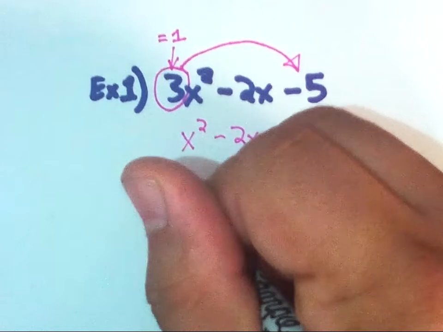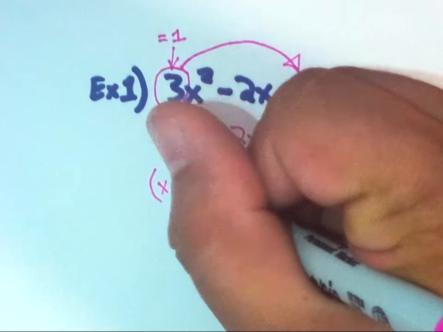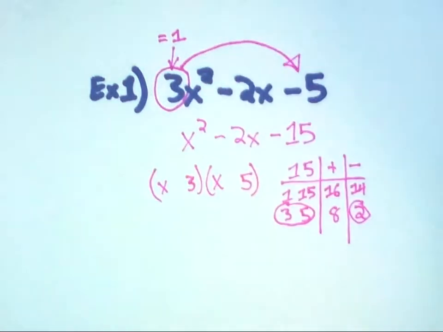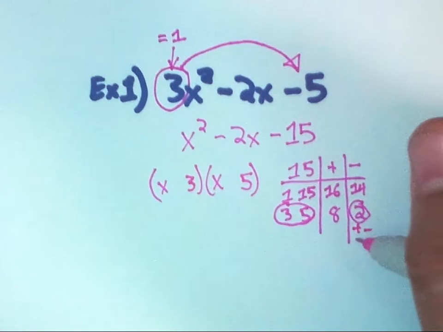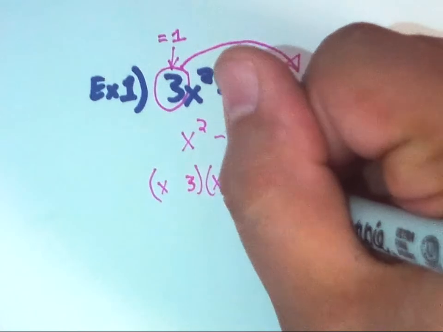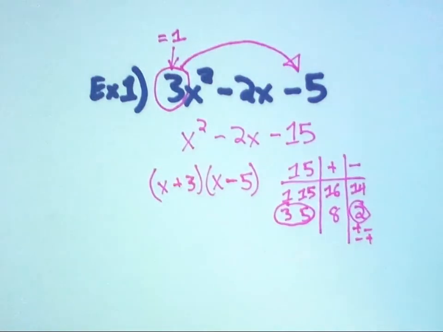So I'm going to set it up. We're going to do an x with a 3. We're going to do an x with a 5. Okay. The number in the middle is negative, and since this is in the minus column, they're opposites. We needed a negative, so we're going to make the bigger number negative, the smaller number positive. And everything's great. It looks awesome.